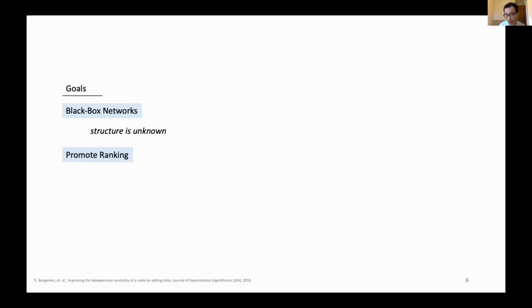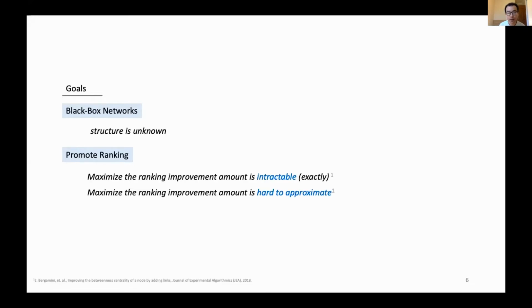However, the ranking promotion problem is quite a challenge, as we see that the problem of maximizing the ranking improvement amount is intractable. Moreover, it is even harder to approximate. What does that mean? It tells us we cannot guarantee the ranking improvement amount. Things get worse because now we assume the network is a black box. So it's quite challenging now.